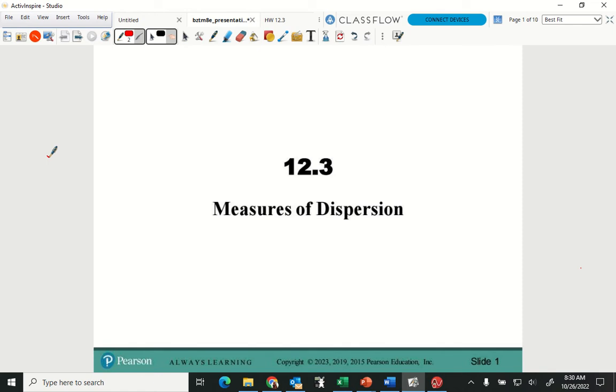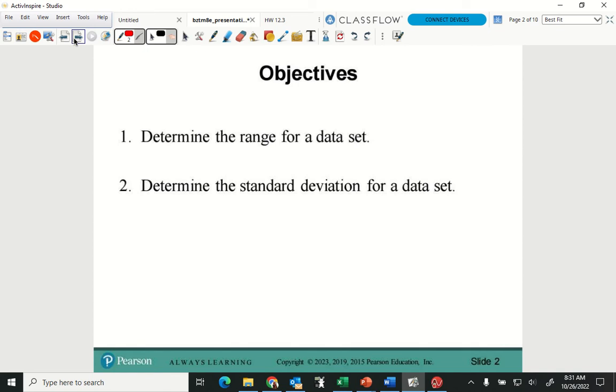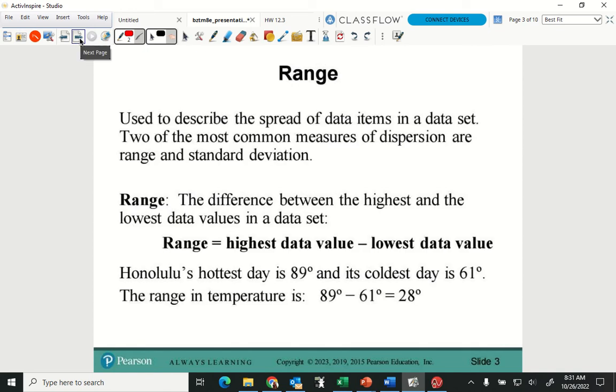So, we're going to go through and do measures of dispersion. Everything that we have been doing so far, but we basically give it a name now. Let's go ahead, this is page number 27 for everyone following along at home. Objective. Range: the difference between the highest and the lowest data values in a data set. So to figure out the range, it's highest minus lowest.